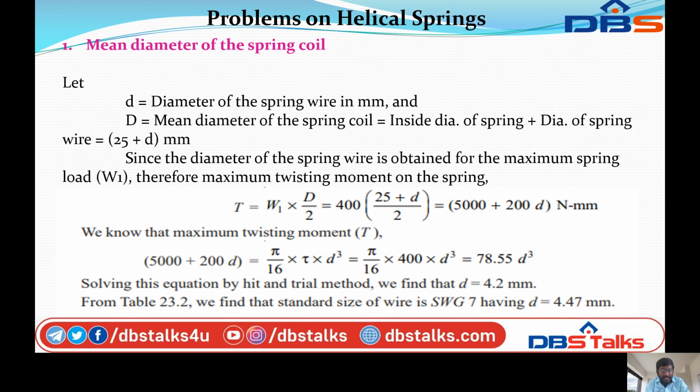From this table, which we already saw in the previous table, we find the standard size of the wire, SWG. So SWG 7, we have the small d equal to 4.47. This was seen in the previous class in tabular form. So small d is equal to 4.47. We can see the small d diameter ratio. So this will be SWG 7.